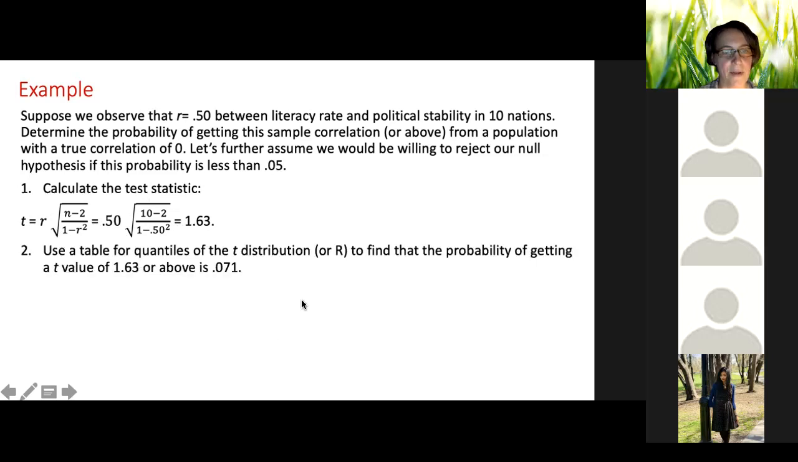And then we use a table or R to determine the quantiles of the T distribution to find the probability of getting a T value that is 1.63 or above. So what function are we using in R, and what do we have to tell this function? What arguments do we need?